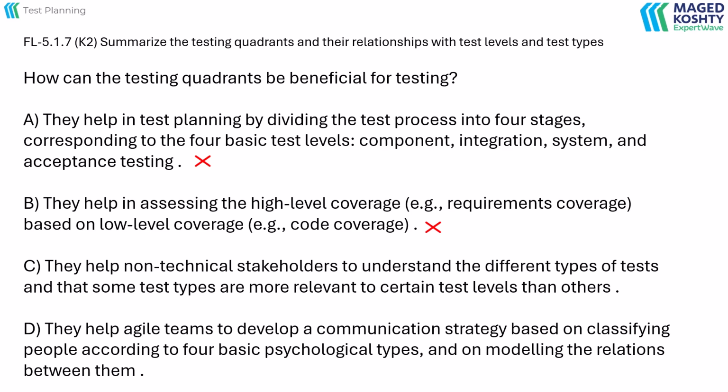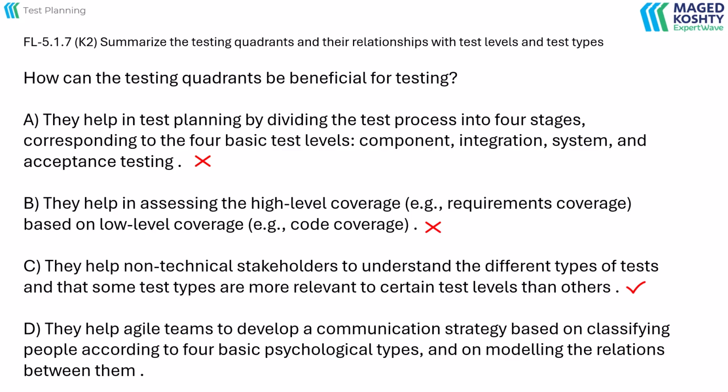C. They help non-technical stakeholders to understand the different types of tests and that some test types are more relevant to certain test levels than others. Correct. Testing quadrants allow stakeholders of different backgrounds to understand the relationships between test types and test levels. This is achieved by visualizing what can be done and when.